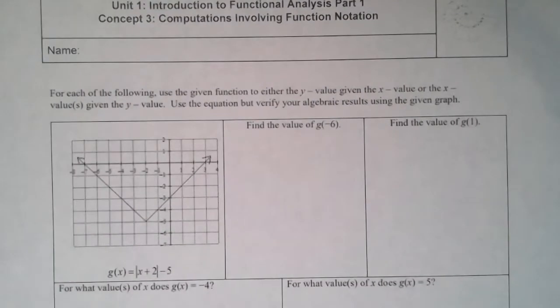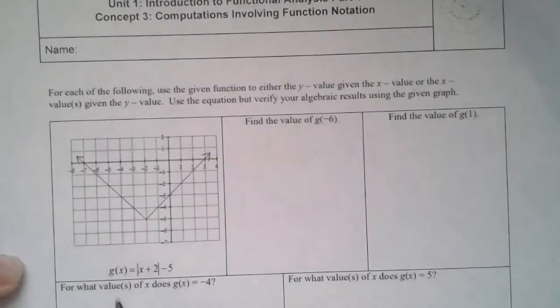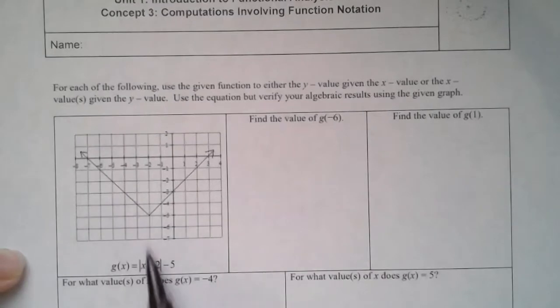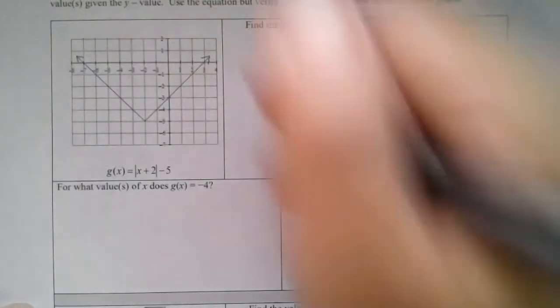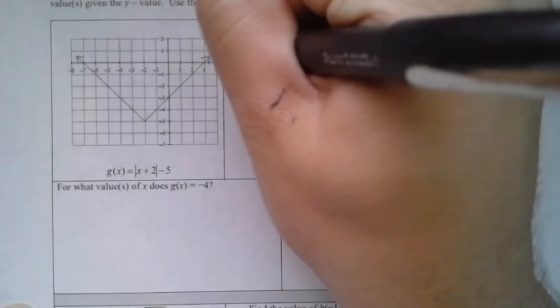So it says for each of the following, use the given function to either, I think it's supposed to say, either find the y value given the x value or the x values given the y value. Use the equation but verify your algebraic results using the given graph. Okay, so for the first one I have this absolute value function, and here's the graph that goes with it. It says find the value of g of -6. Okay, so it's just evaluating g of -6.